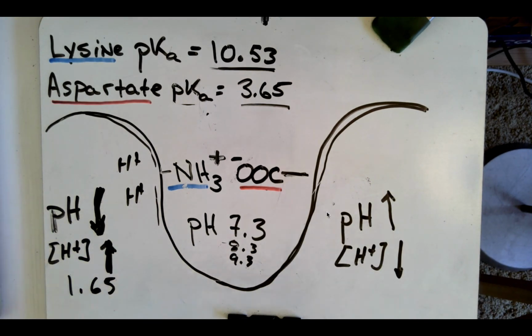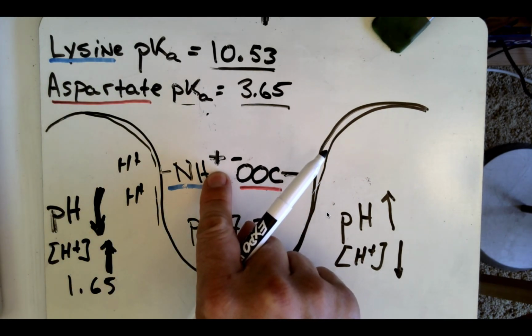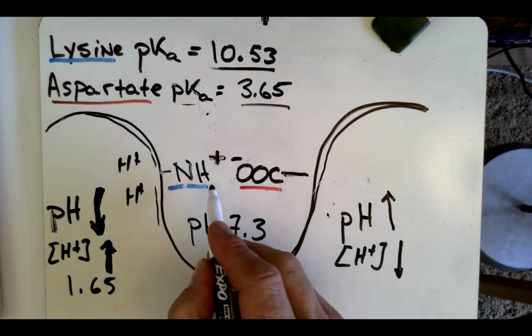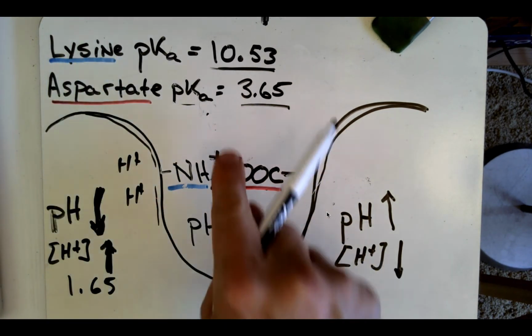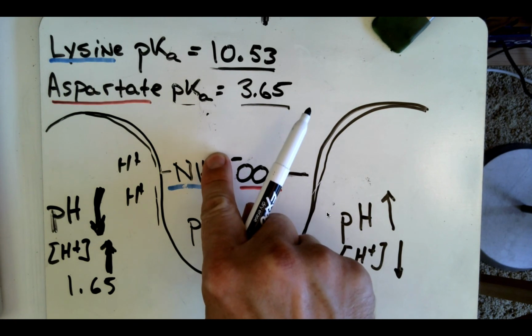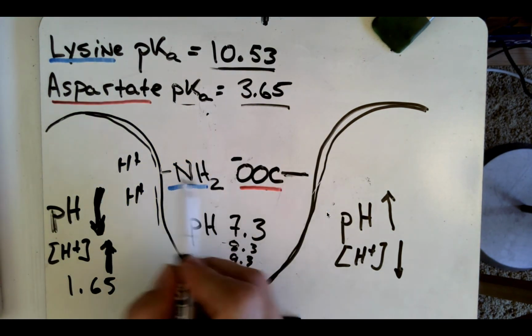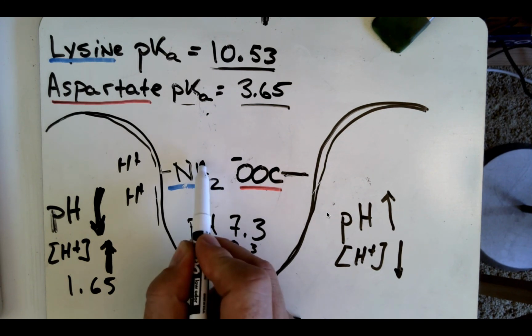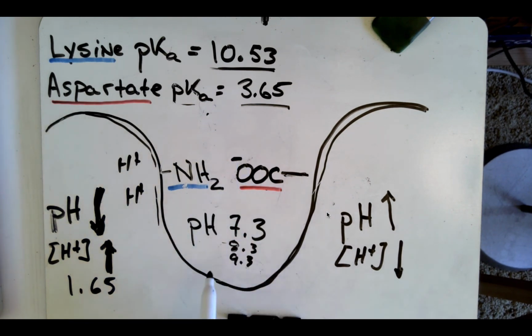But as we keep increasing, eventually we're going to start to lose our protons from this amino group of lysine. And when we take away that last proton, we no longer have a charge. And now that we don't have a charge on this amino group, we can no longer have this ionic interaction, and we're going to unfold that protein. It's going to lose its structure, and it's going to lose its function.